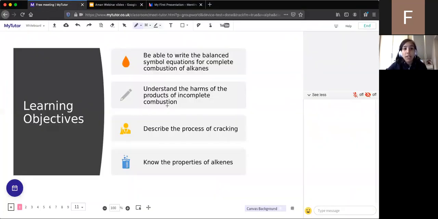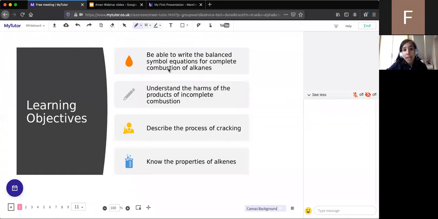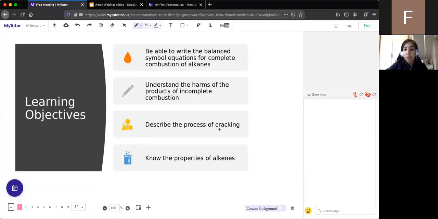Okay, so as I said, we're going to be looking at hydrocarbons today, especially cracking, that's producing alkenes. So the 4 learning objectives today are to be able to write the balanced symbol equations for complete combustion of alkanes, understand the harms of the production of incomplete combustion, describe the process of cracking, and know the properties of alkenes. As I said, we looked at alkanes on Monday, so today we'll look a bit more at alkanes and then go into alkenes as well, and we will be doing a quiz at the end, so not at the beginning today, but at the end.